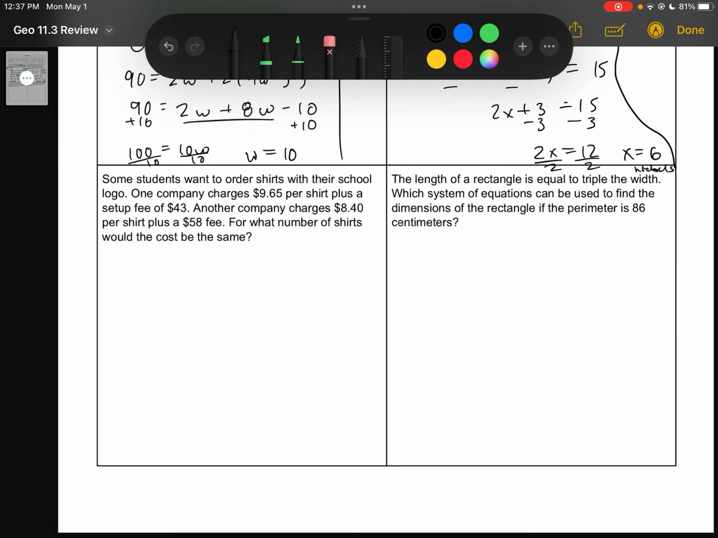All right, on to the bottom two here. So taking a look, one company charges $9.65 per shirt, and additionally a startup fee, and that gets the total. They don't give us the total though, so we set that equal to Y. Same idea for the second one, $8.40 per shirt, plus $58 startup fee. And here, because we have Y equals, we actually can substitute in for Y. So in place of this Y, we can put 8.40x plus 58 because that is equal to Y.